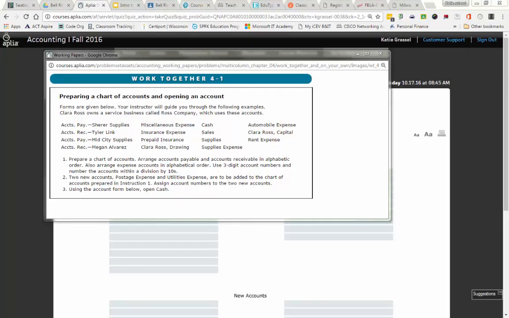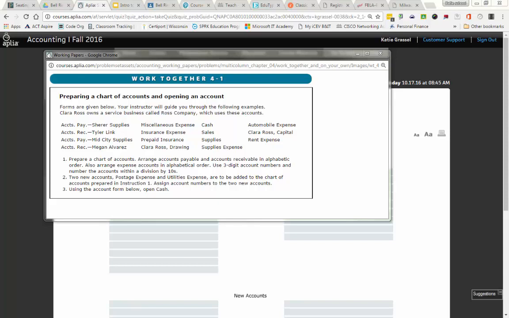This is Work Together 4-1. The directions say: preparing a chart of accounts and opening an account. Forms are given below. Your instructor will guide you through the following examples. Clara Ross owns a service business called Ross Company, which uses these accounts.